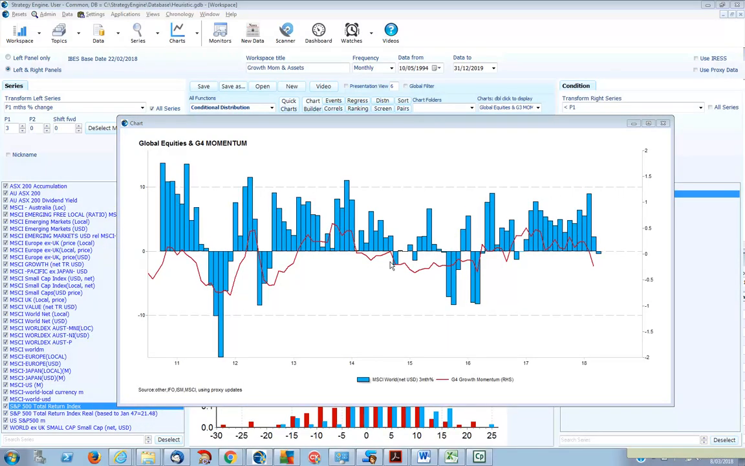What we're looking at now is the chart once again showing G4 growth momentum, and there's the dip below 0 just in the past month, and the blue bars represent 3-month returns from global equities. And so as we can see here very broadly, typically weak growth momentum below 0, and particularly when it's declining, has been associated with poor equity market returns.